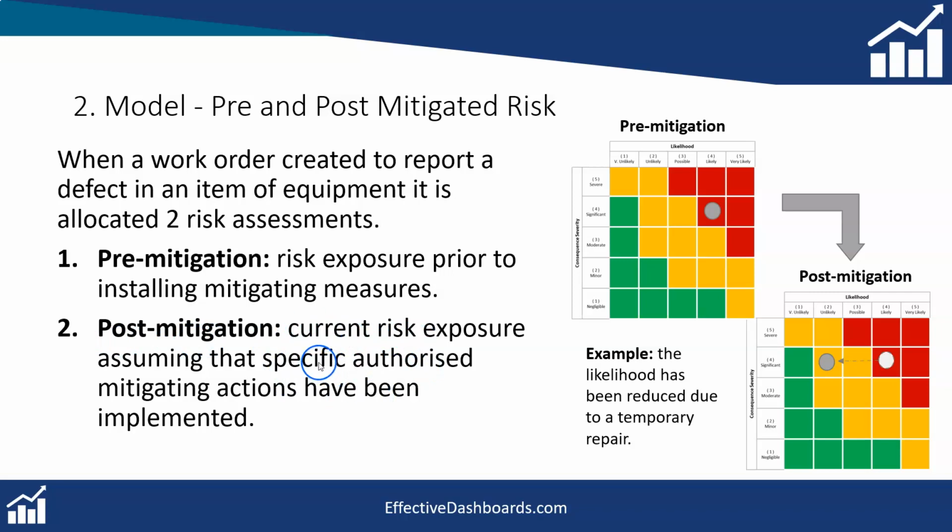So this is really more of an indication of the current risk exposure, assuming that the specified authorization mitigation actions have been implemented. We can see in this example that whatever we put in place has reduced the likelihood. There's still a significant potential impact, but it's reduced the likelihood from likely to unlikely, and we can see that it's moved here. So the pre-mitigation risk ranking would be one work order in this high impact zone. But once we've looked at that defect and understood it a little more, and put maybe a temporary repair in place, we've bought ourselves some time, and the likelihood has gone down. The likelihood of this piece of equipment failing and the impact on the business has reduced.